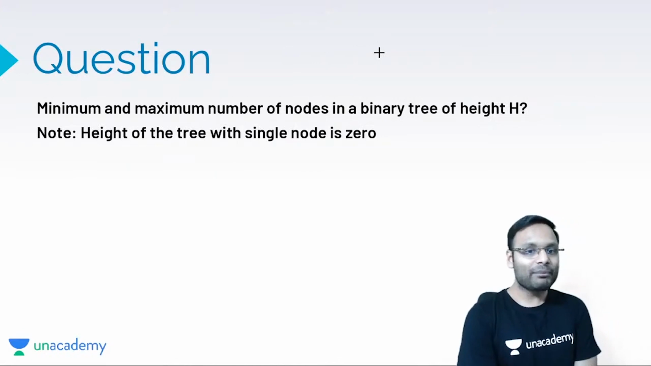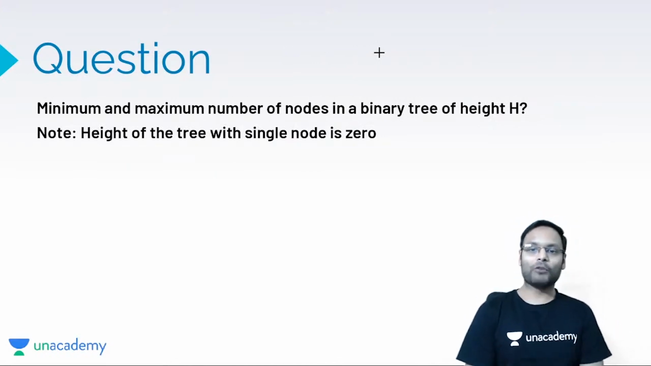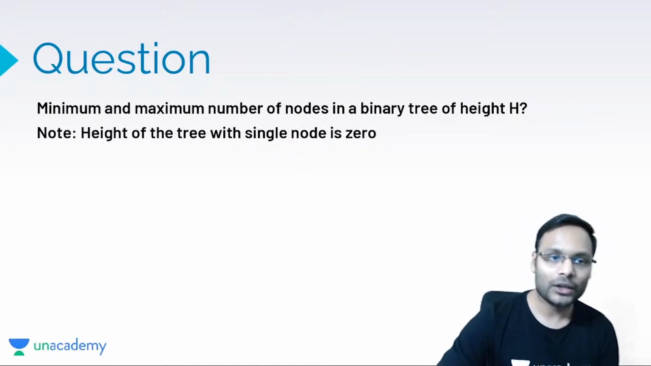So maximum at any level number is equal to 2 power L. Next, minimum and maximum number of nodes in a binary tree of height h, when the height of a tree with a single node is 0.